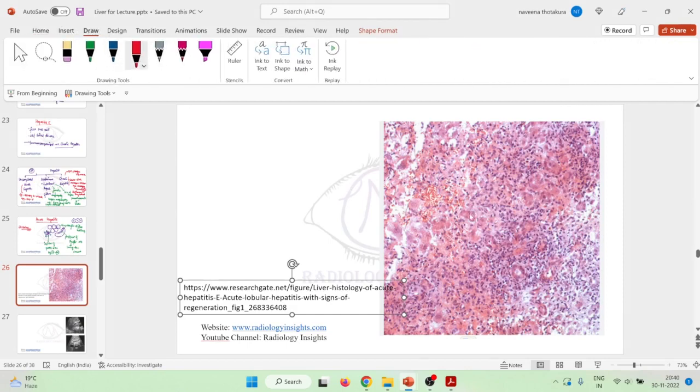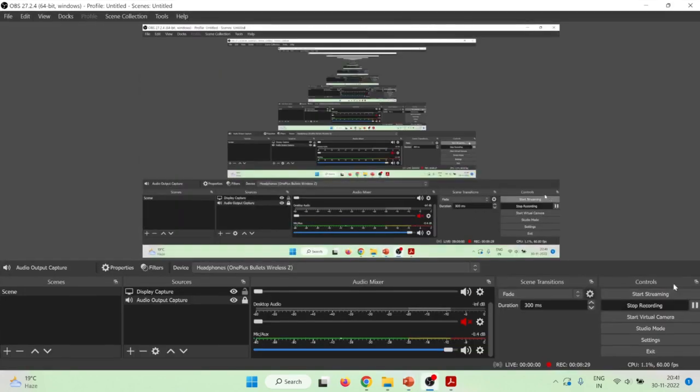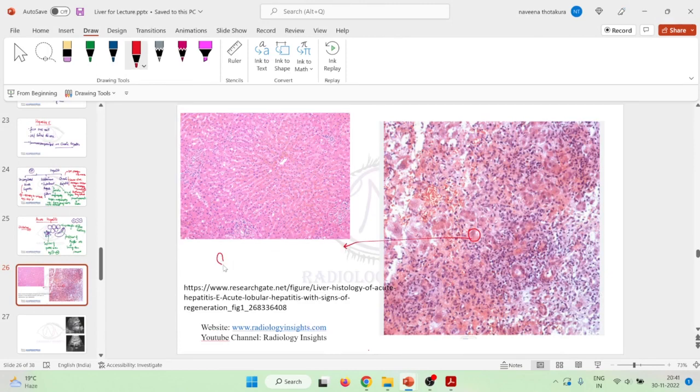In the histology of acute hepatitis, the cells are swollen. If you see here, these are swollen cells. We'll also see a normal liver, then we'll get a good understanding. So this is the normal liver. This is the liver in hepatitis. In hepatitis, number one, there is swelling of hepatocytes.